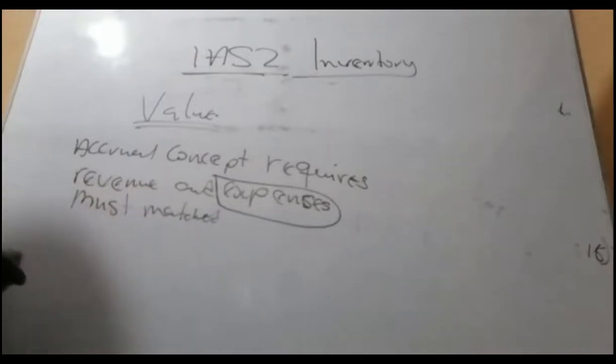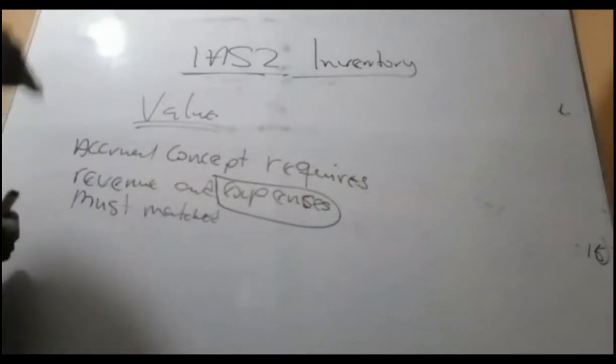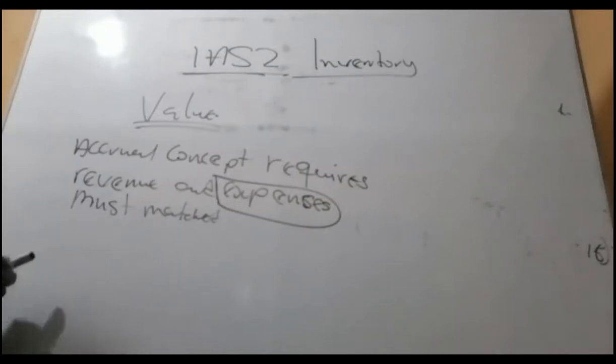Then at some point in time, inventory is what? An asset, according to the same accrual concept. At what point can inventory be an asset? That's why you can see inventory on the statement of financial position and also on the face of the P&L.